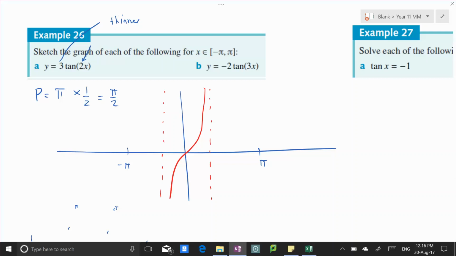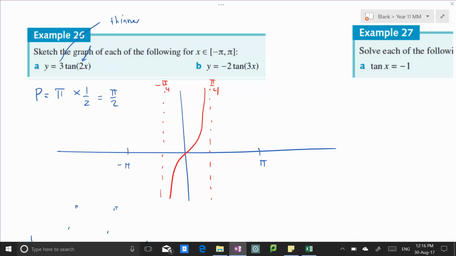Because you think about it, it's pi on 2, you halve it, that means from here to here has to be negative pi on 4. This has to be pi on 4. I'm just using logic now to sketch it. So if that's pi on 4, to get to the next one, you have to add pi on 2 again to find the next cycle.